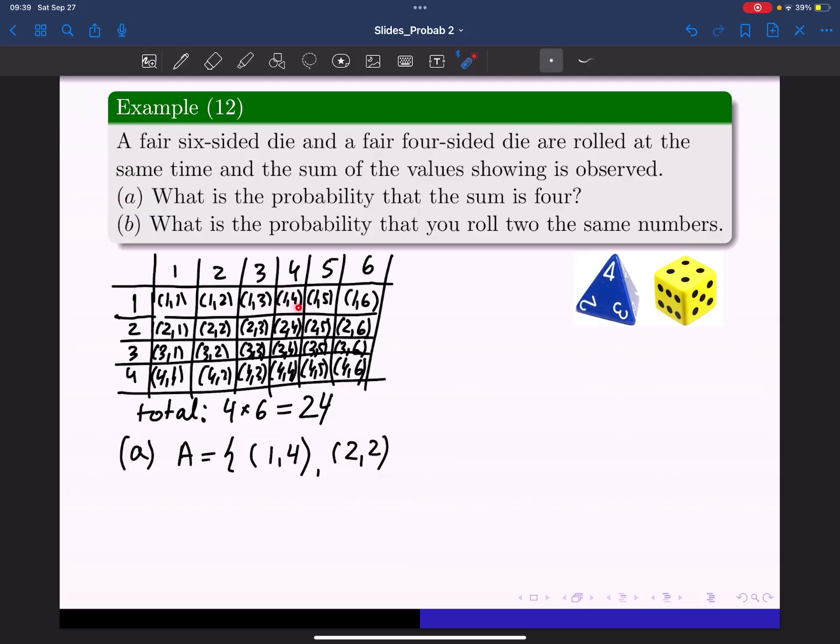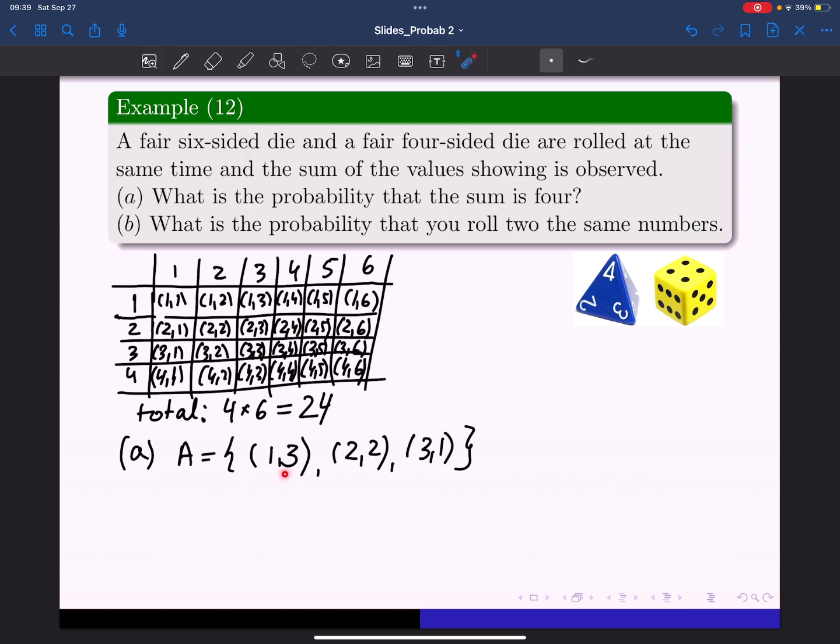2 and 4 gives us 6, so that's too much. 2 and 1 is 3, too little. 2 plus 3 is 5. So then we go to the next one, 3, with a sum of 4. So we need 3 and 1 here. I'm sorry, 1 and 3, right? So we have 1 and 3, 2 and 2, and then we can have 3 and 1. And I believe that's all we can have to get the sum of 4.